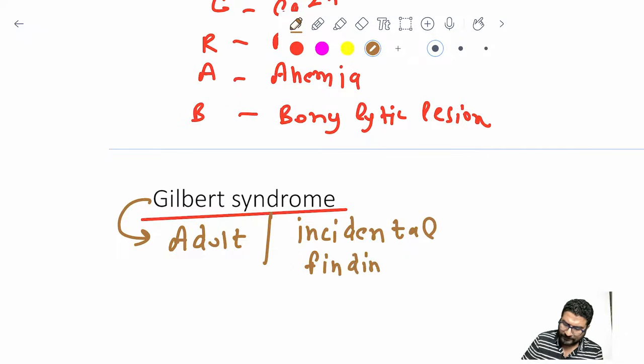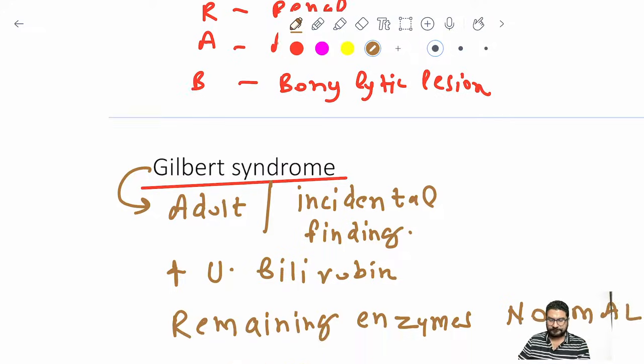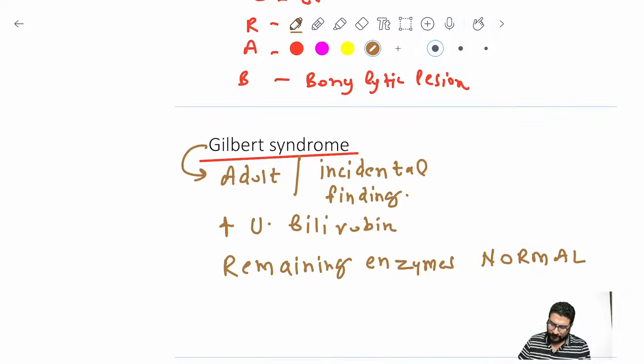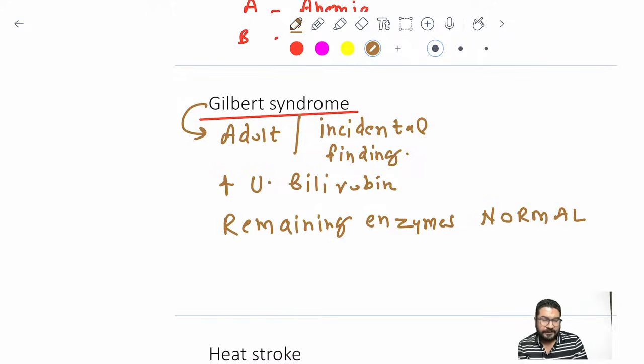Which bilirubin will increase here, unconjugated or conjugated? There is an increase in unconjugated bilirubin, and the remaining enzymes will be normal. Clear? This is like a 28-year-old. A patient of 28 years came to me as well. They will give you a 28-year-old or 30-year-old with increased unconjugated bilirubin, however SGOT, SGPT and alkaline phosphatase are normal. That's the case of Gilbert syndrome.